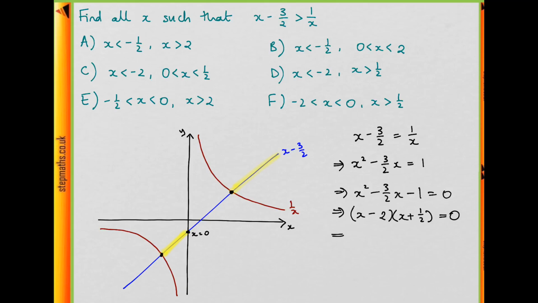So now we know that x is going to be 2 or x is going to be minus a half. So we know that here that's going to be 2 and this here is minus a half. So we see for this section x is greater than 2, and here x is going to be between minus a half and 0, and so that gives us answer E.